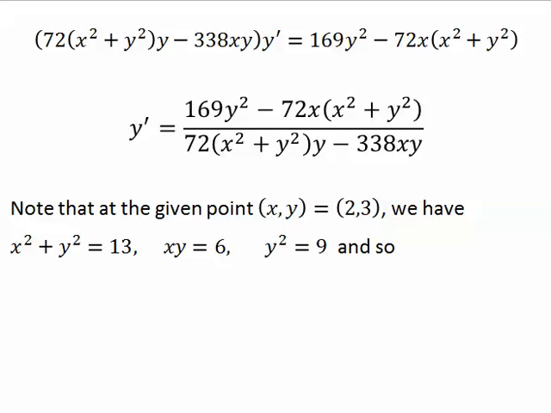I'm now going to evaluate the rational expression at the point (2, 3). Before I do that, I do a little bit of footwork. If x is 2 and y is 3, then x squared plus y squared is 13. X times y is 6, and y squared equals 9. So every time I see a y squared, I put in 9. Every time I see an x squared plus y squared, I put in a 13. Every time I see an xy, I put in a 6.